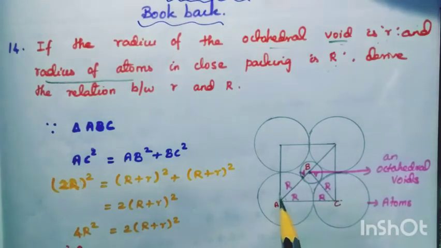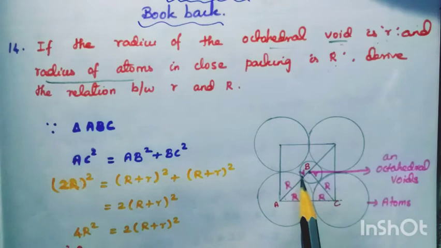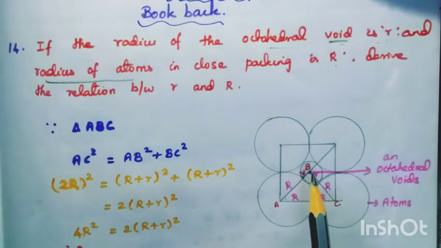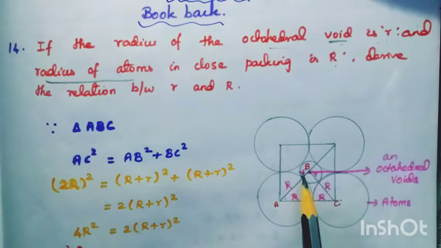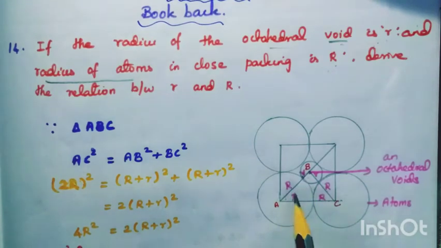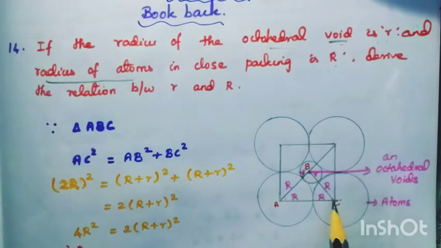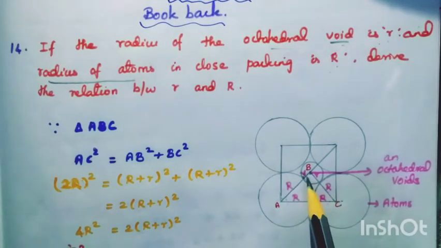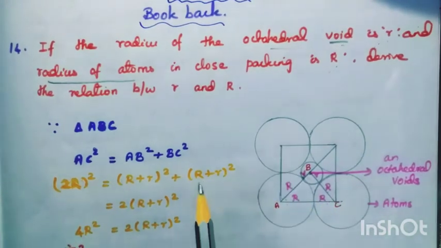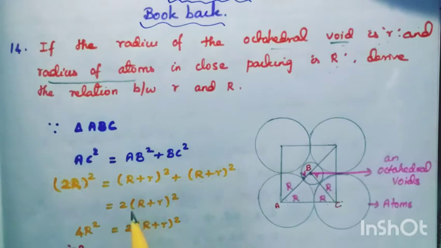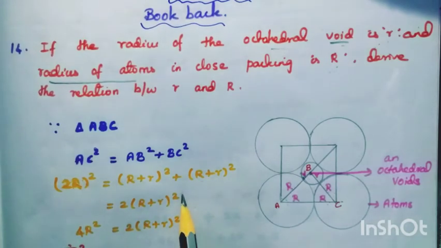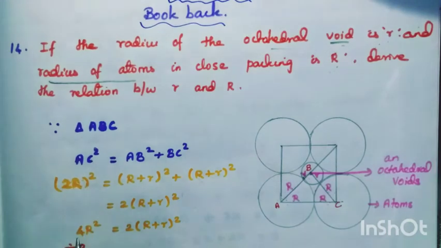These are the 4 atoms with radius capital R, and that of the octahedral void is small r. Consider this as a triangle: AC square is equal to AB square plus BC square. What is AC? R plus R, that is 2R. Here R plus small r, and here also R plus small r. So 4R square equals 2 into (R plus r) the whole square.